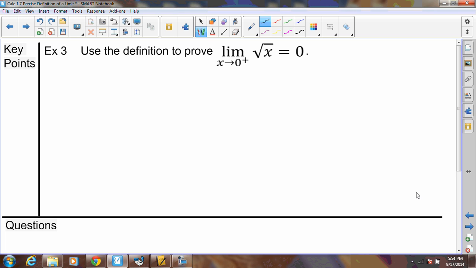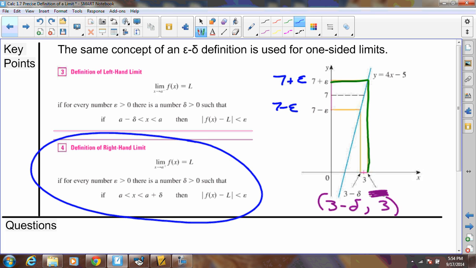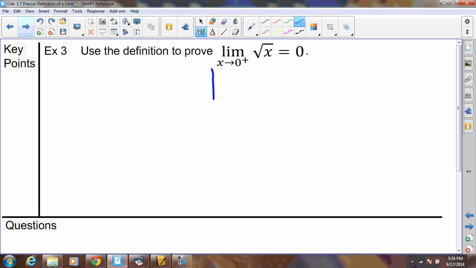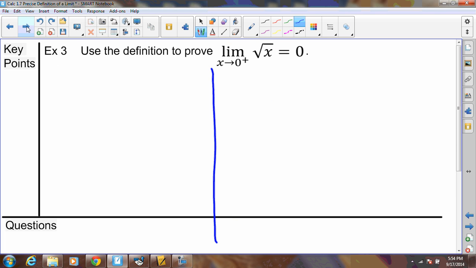Okay, now when we're backtracking, we're going to take advantage of this one. We're using a right-handed limit, so we are going to use the definition for a right-handed limit. Remember that we're setting up scratch work on the right-hand side before we come back to the left and rewrite it. So here's what we're looking at. If we have a is less than x, which is less than a plus delta.